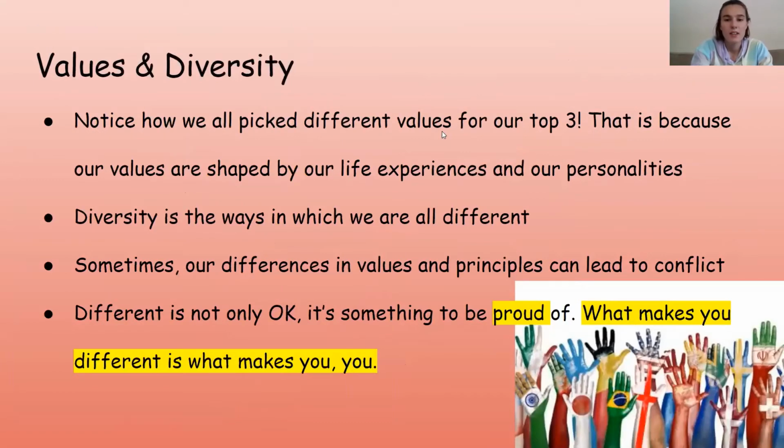Okay, so now we're going to talk about values and diversity. We may have had some of the same values, but notice how overall there's a lot of different values mentioned in your top 3. That's because our values are shaped by our life experiences and our personalities, and everyone brings something different to the table. Diversity is a word that you have probably heard at this point, but you might not exactly know what it is. But it's the ways in which we're all different.